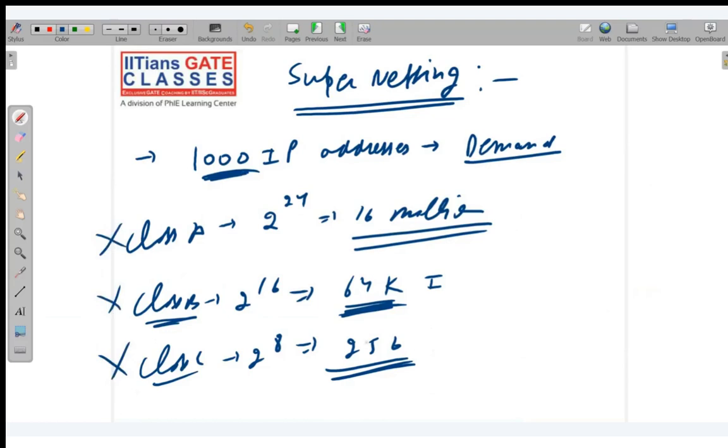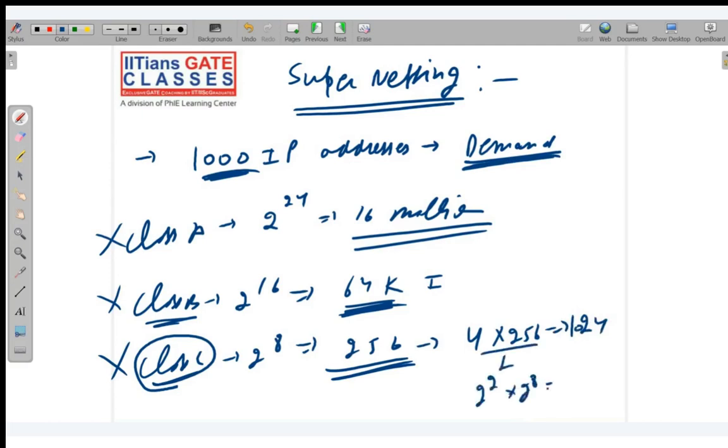The best idea is to give 4 blocks of class C to this organization. How many IP addresses is that? 4 into 256, that will be 1024. You can check it: 2 power 2 into 2 power 8 is 2 power 10, and 2 power 10 is 1024. No doubt the wastage will be 24 IP addresses, and no way out, but this is the least wastage we can expect. So if you want 1000 IP addresses, you should give 4 blocks of class C. That is the best way.